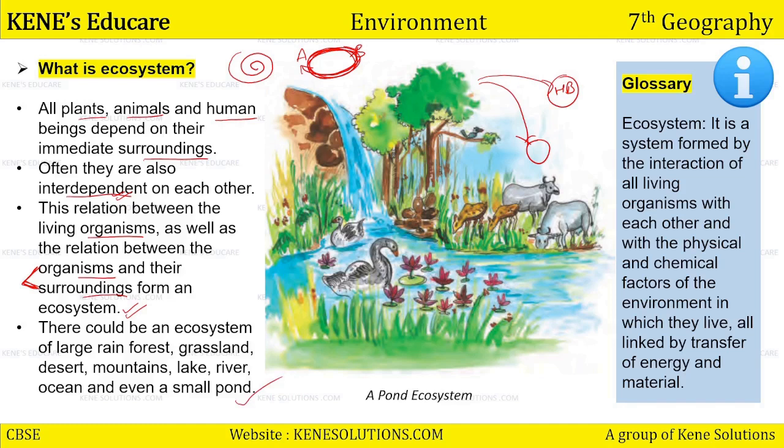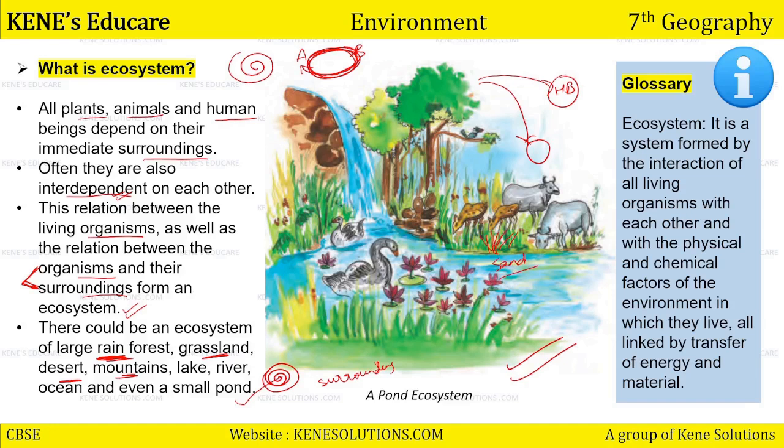pond. That means there could be a relation between the organisms or the plants in the large rainforest, the grasses, the desert, the mountains, lake, river, ocean, and everything. All these can have an interdependency relation, and they can have a relation with their surroundings also. Right? For example, this is a pond ecosystem. What is it showing? The pond is there and plants have grown, because the pond is there.